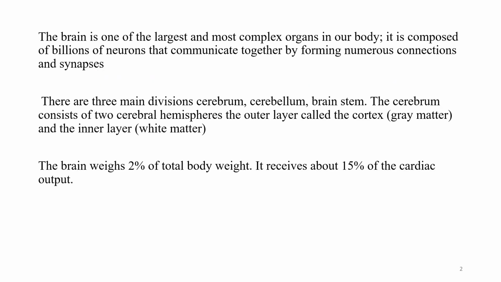The brain is one of the largest and most complex organs in the body, and it is composed of billions of neurons that communicate together by forming numerous connections and synapses. There are three main divisions called cerebrum, cerebellum and brainstem. The cerebrum consists of two cerebral hemispheres.